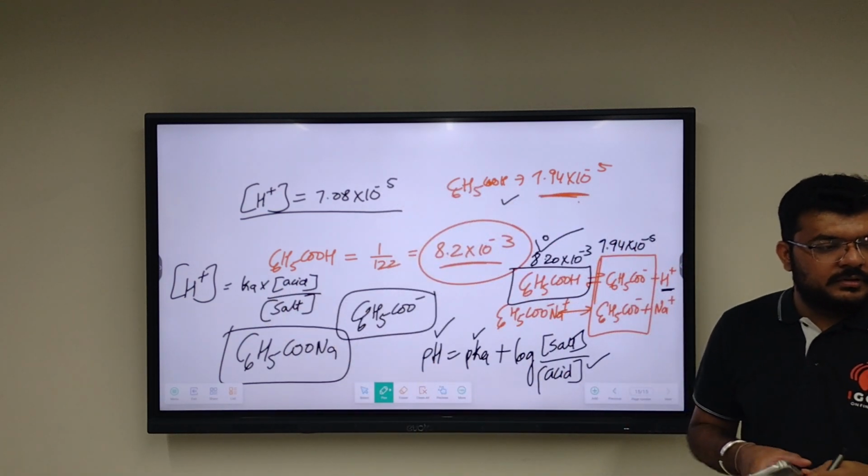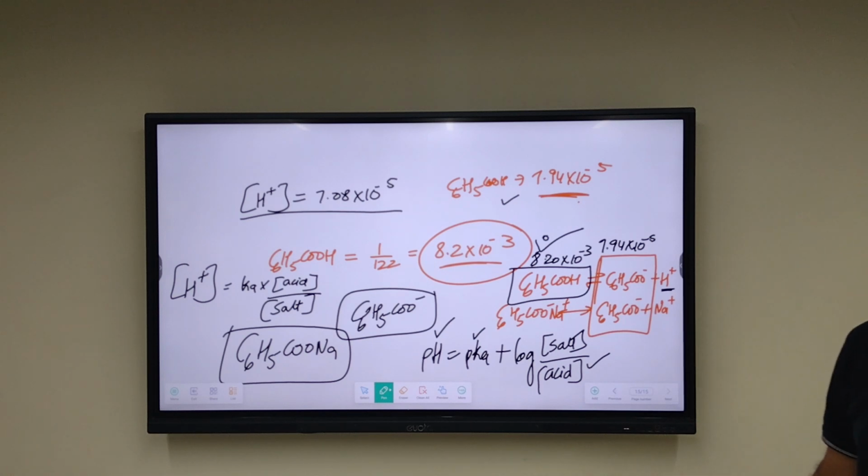Yes, this is the more simplified version, so 0.9999 is coming. I did 4.15 minus log of 6.31 into 10 power minus 5. pK is negative log of Ka, so we have to find the negative log of Ka, which is 6.31 into 10 to the power minus 5.